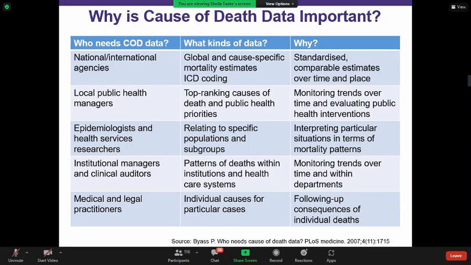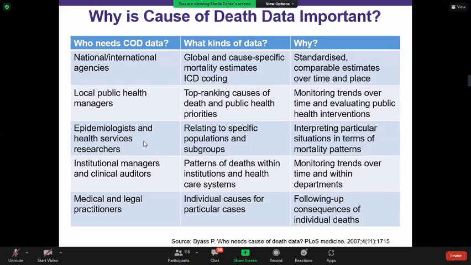Which means, with the current programs or public health strategies that we are performing, are we really successful in implementing and improving the health or the life of the people? So the cause of death is an indicator of that.